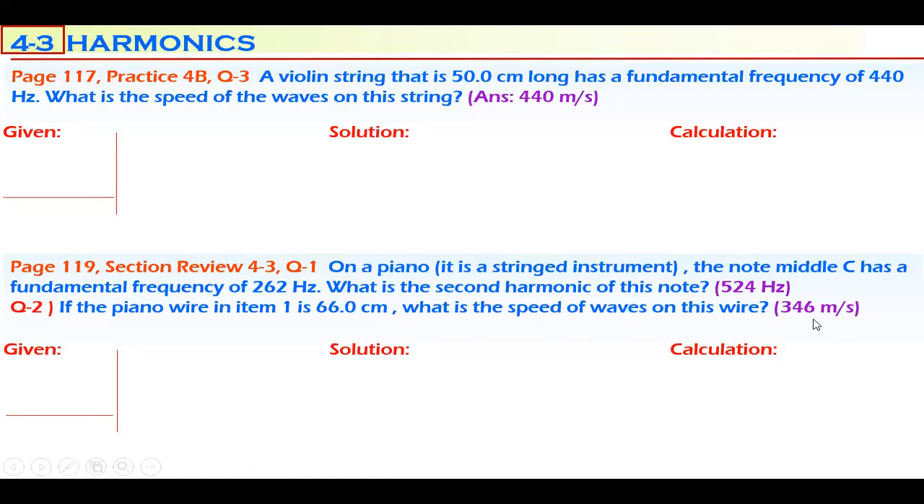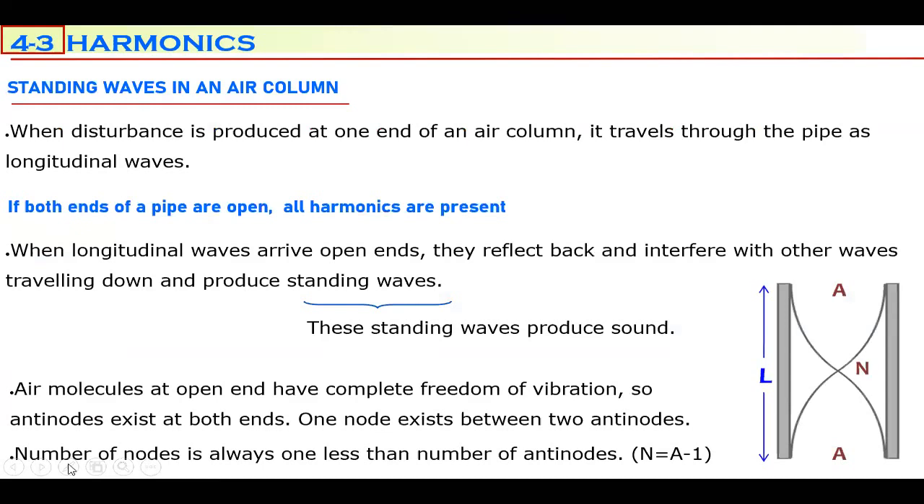We're going to use the basic equation, which is v over 2L times n, to calculate the frequencies. And the second instrument which makes a sound is tubes: open end and closed end tubes. When a disturbance is produced at one end of an air column, it travels through the pipe as a longitudinal wave. So you are blowing one end of this air column and making a disturbance. This disturbance starts to move back and forth along this pipe, which forms the standing waves.